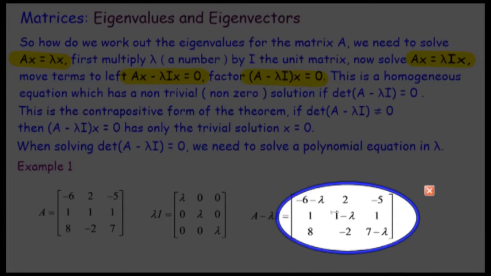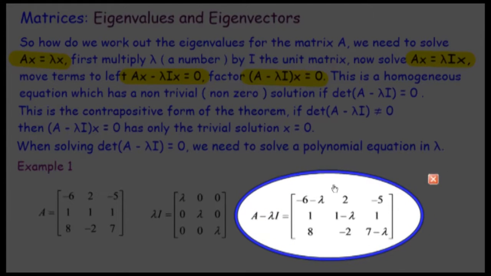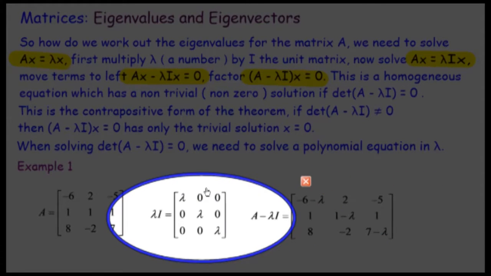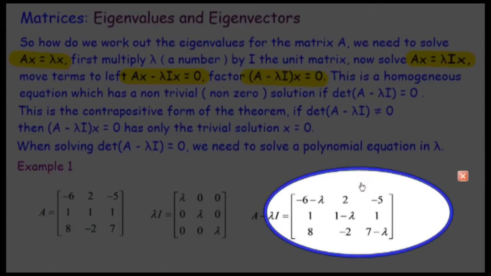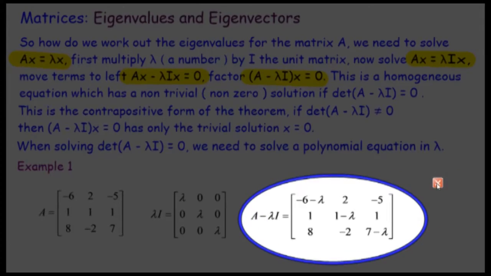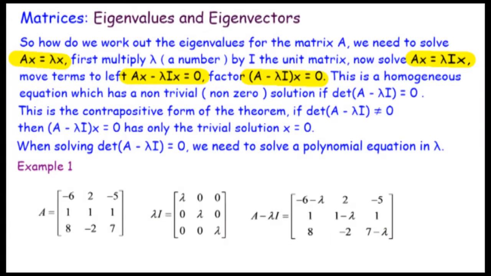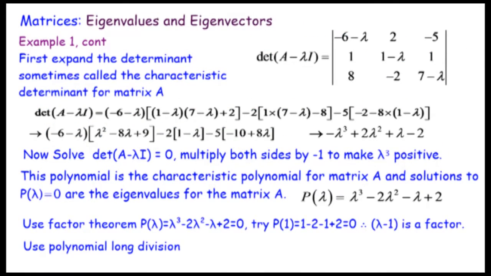So this is matrix A minus lambda, the scalar, which we don't know yet, I being the unit matrix, 3 by 3, with 1, 1, 1 on the diagonal. You can see here we've just multiplied it by lambda, and this is the original matrix A, which we're going to be looking at in detail. So we now have to work out the determinant of this expression here. Let's have a quick look.